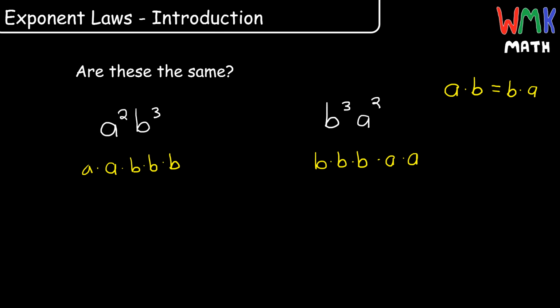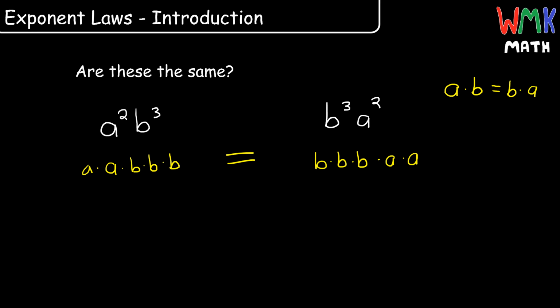Now, if we take a look at the terms, we have a times a times b times b times b, and the second one is b times b times b times a times a. They're just in different order, but they have exactly the same variables and the exact same number of times they multiply each other. So on the left one, there's 3 b's. On the right one, there's 3 b's. On the left one, there's 2 a's. On the right one, there's also 2 a's. So in fact, because they're all multiplied, and because of the commutative property, these two are actually exactly the same.